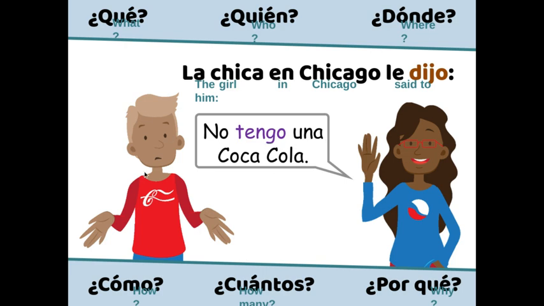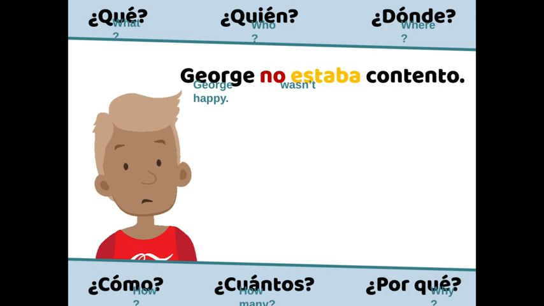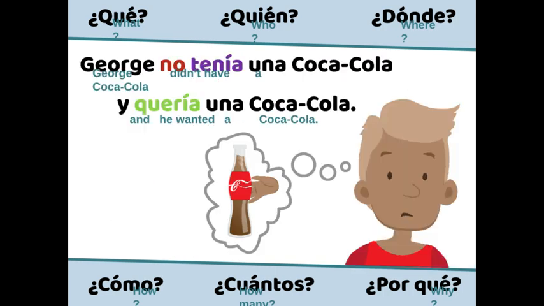Ay, pobrecito. Más problemas para nuestro amigo. George no estaba contento. George wasn't happy. No estaba contento porque no tenía un Coca-Cola. Pobrecito George. George no tenía una Coca-Cola. George didn't have a Coca-Cola. Y quería una Coca. And he wanted a Coca-Cola.